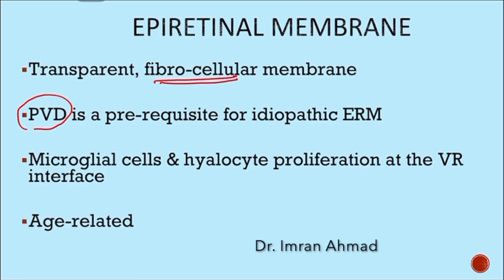Epiretinal membrane, the idiopathic one, is age related, and that's the reason that at the age of about 50 years, only 2% of the patients develop epiretinal membrane, whereas at the age of 70 years, about 20% of the patients develop epiretinal membranes.